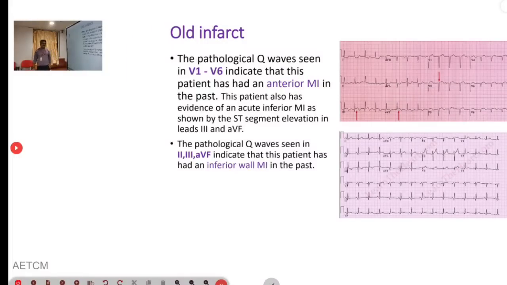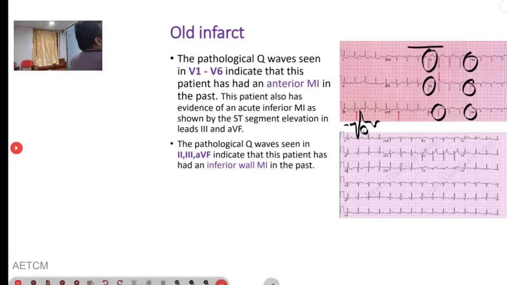Now old infarcts, we already discussed old infarcts. Here you can see QRS, so the complex is like this, Q is there, then there is R wave, so a large Q. Large Q always indicates infarct. Here where are we seeing the Q wave? Lead 3, we are seeing V1, it is there, QS pattern, V2 it is there, V3 it is there, V4 it is there, V5 it is there, V6 it is there. All the anteroseptal leads have old changes. That indicates previous myocardial infarction in the anterior leads.